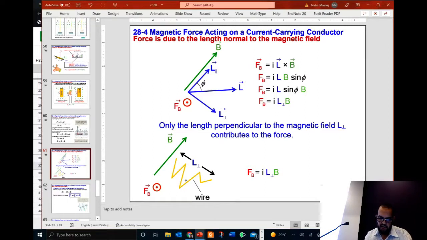Same thing if we have a wire that has a zigzag shape, like in this case, we can try to determine what is the equivalent length, or what is the length of this wire in the perpendicular direction of the magnetic field vector. So this is 90 degrees here. So if we determine this length, we can use the equation that the force is equal to I L crossed with B. I think this is where we stopped before the vacation.